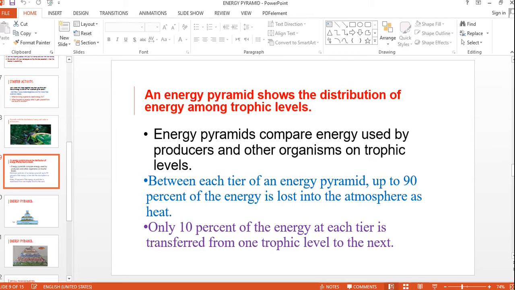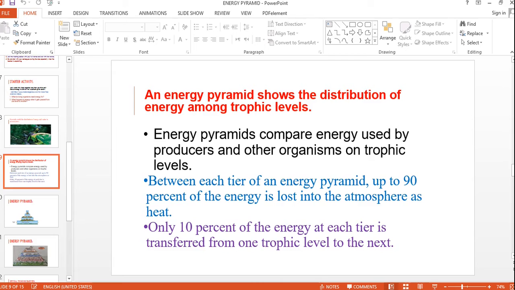So whenever energy moves from one trophic level to another trophic level, some energy is lost, or most of the energy is lost in the form of heat or in the form of waste into the environment, and only some of the energy is incorporated into the consumer's body or into the next trophic level.